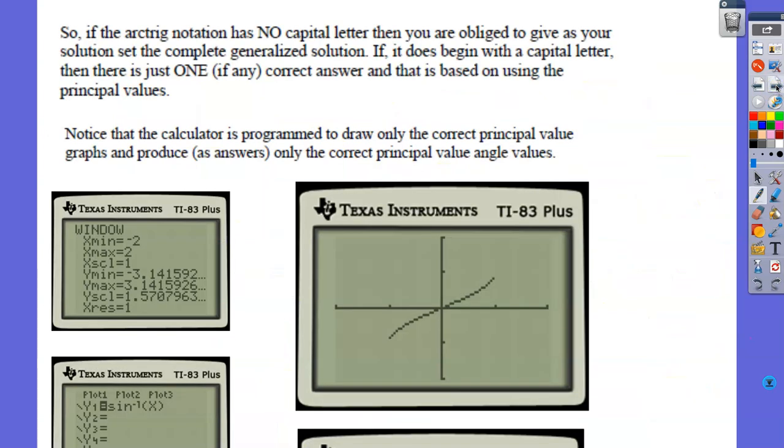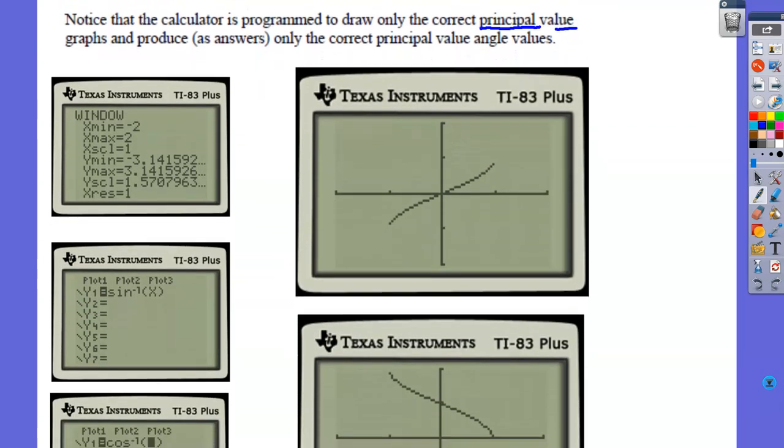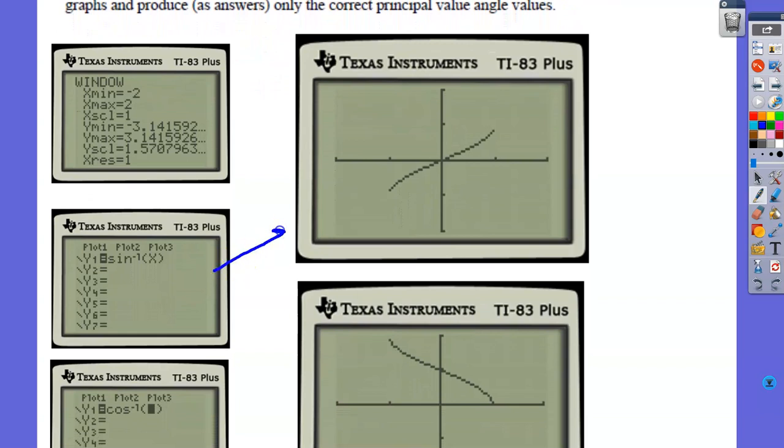Okay. So, when you are putting things into your calculator, it's programmed to only give you the principal values, meaning it's going to treat it as a capitalized inverse trig function. So for example, if I were to graph sine inverse, notice it does not give me all those values forever and ever. It only gives me the principal values. So again, from negative 1 to 1, and from negative pi over 2 to positive pi over 2. So when you do a sine inverse on your calculator, it's only going to give you one answer, and that's the answer that fits on that function.